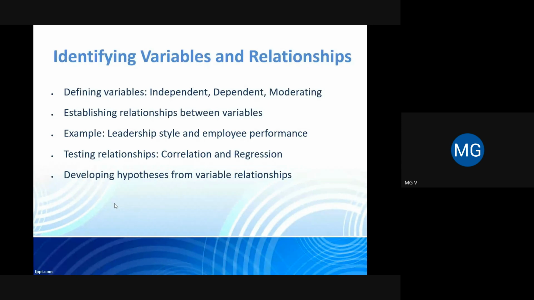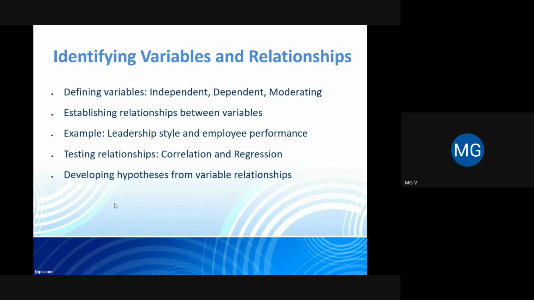Leadership style affects employee performance. So employee performance is? Dependent variable. Very right. With organizational culture acting as a? Moderating. Right. So leadership style, independent variable, affects employee performance, dependent variable, with organizational culture acting as a moderator.